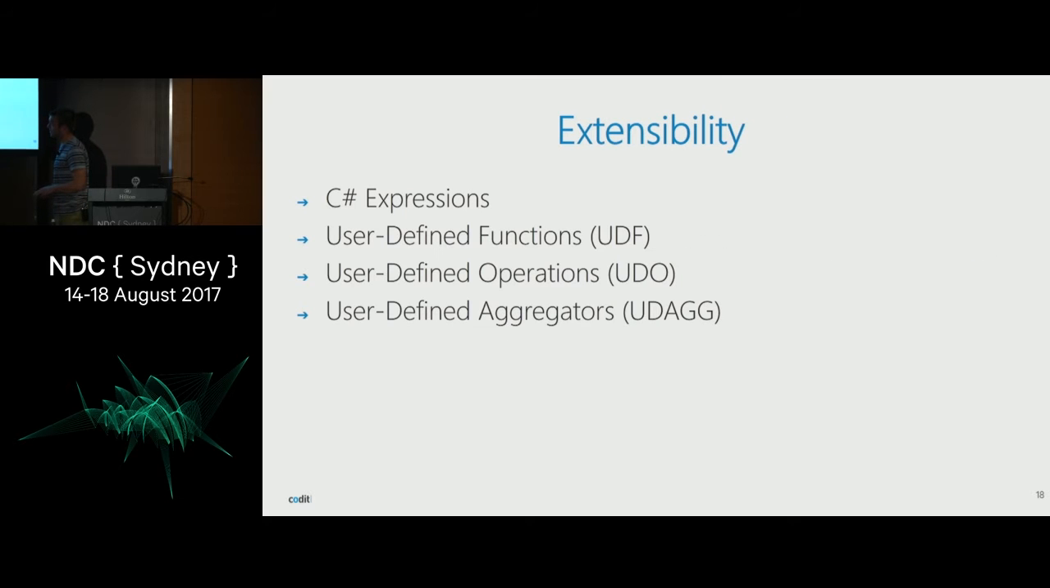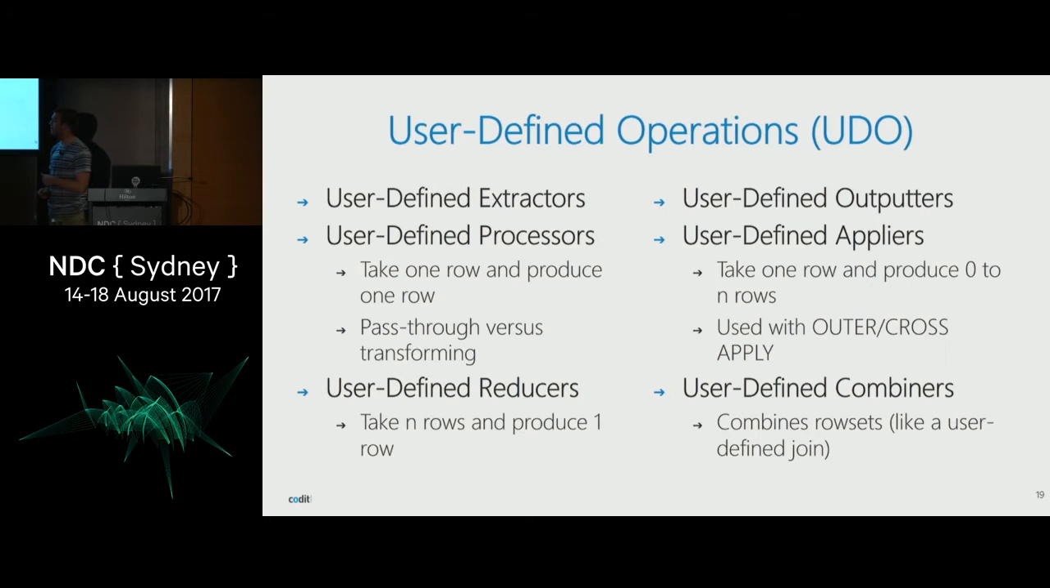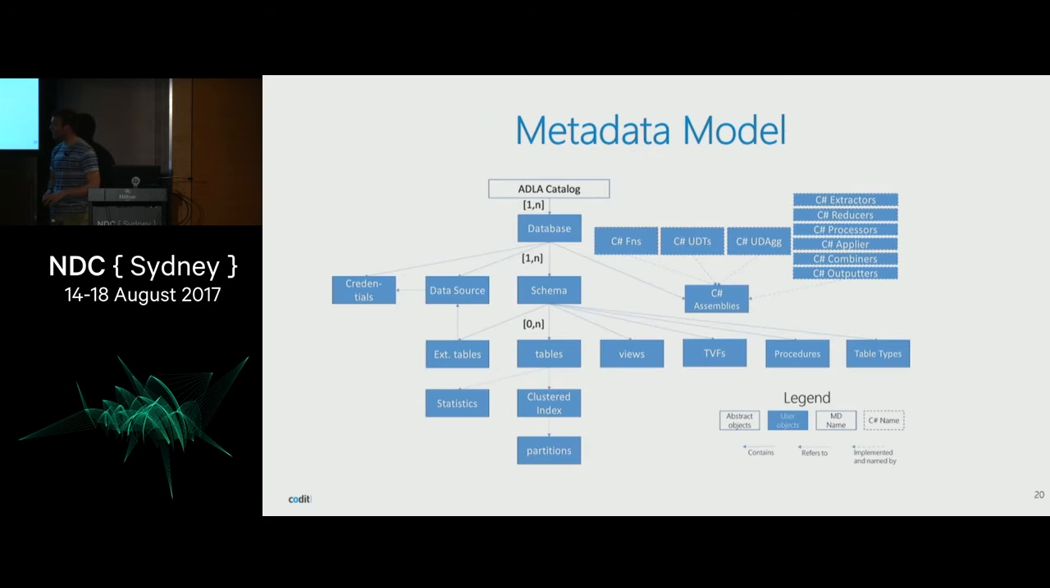So extensibility, like I said, you can use inline C#, or you can create custom-defined functions, operators, and aggregators, depending on your scenario. And those operators are also a couple of them. We will create our own extractor to extract from the data store. Then you can have processors, reducers, combiners, appliers, and outputters, all with their own use case, but they all come in handy.